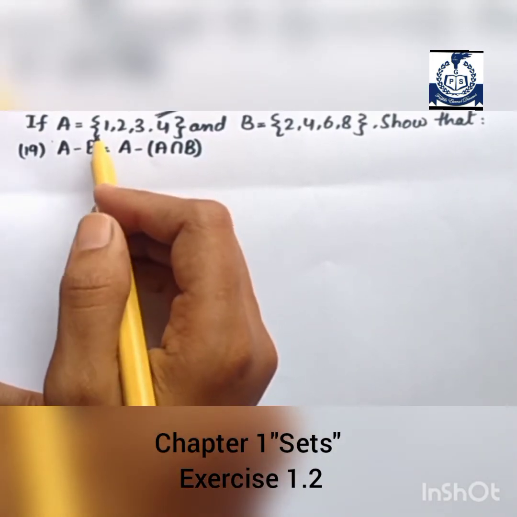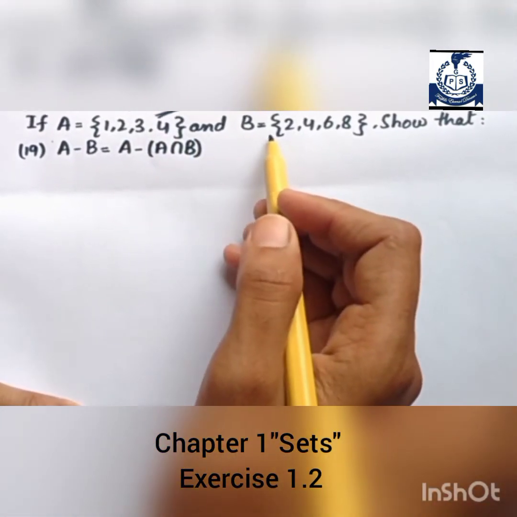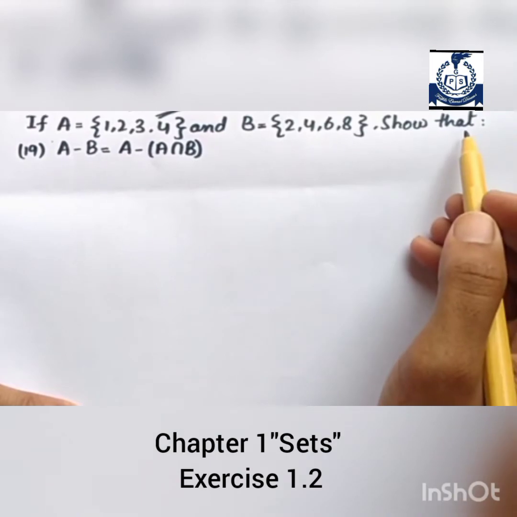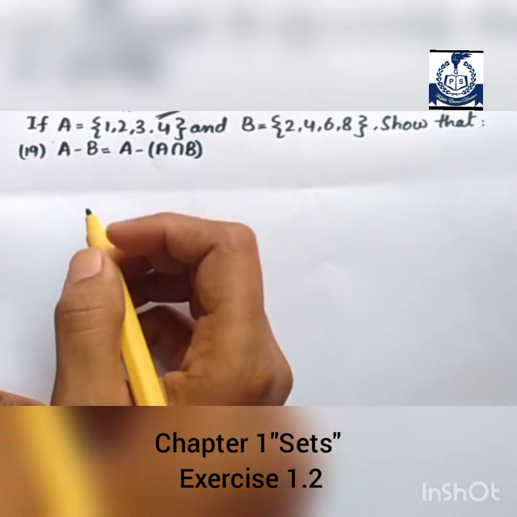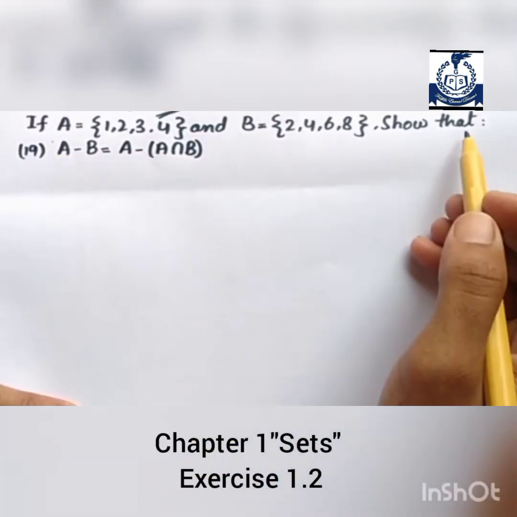Part number 19 is: if A is equal to {1, 2, 3, 4} and B is equal to {2, 4, 6, 8}, show that A minus B is equal to A minus (A intersection B). In this question, we have to show that the left hand side is equal to the right hand side. So the left hand side is A minus B and the right hand side is A minus (A intersection B). So to solve this question, first we have to find out.